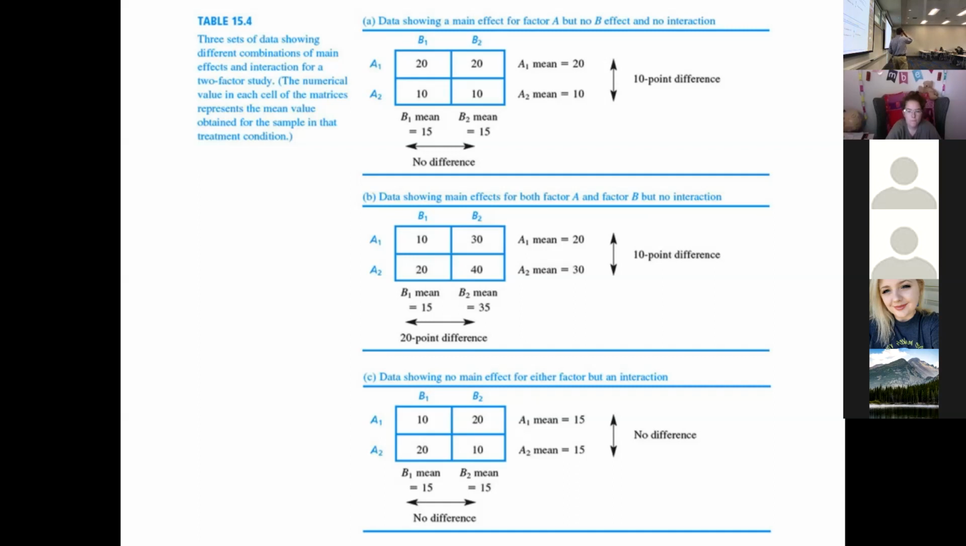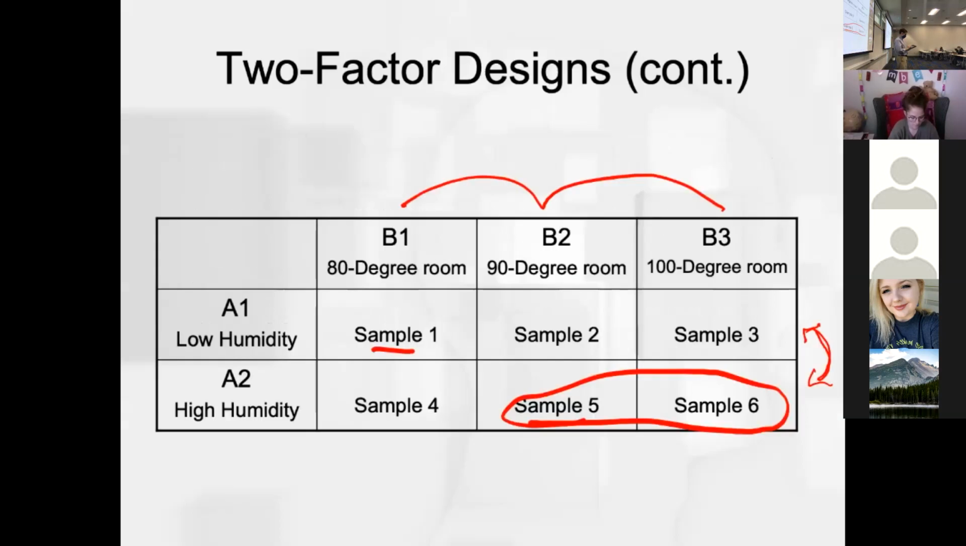In a two-factor ANOVA, we now have 3 different potential significances. We can have a main effect for factor 1 or factor A. We can have a main effect for factor 2. And then we can have an interaction between those, right?